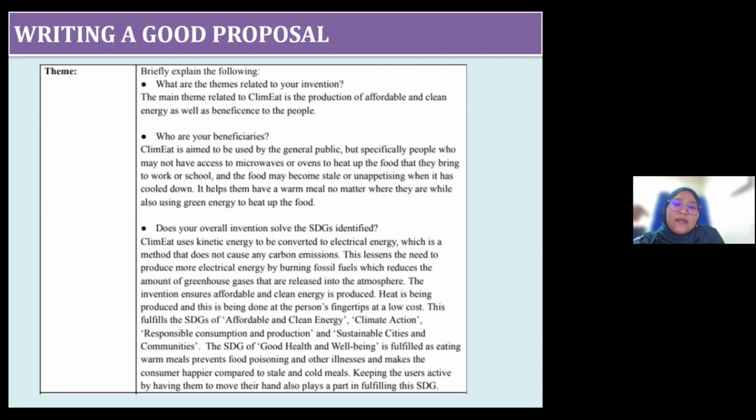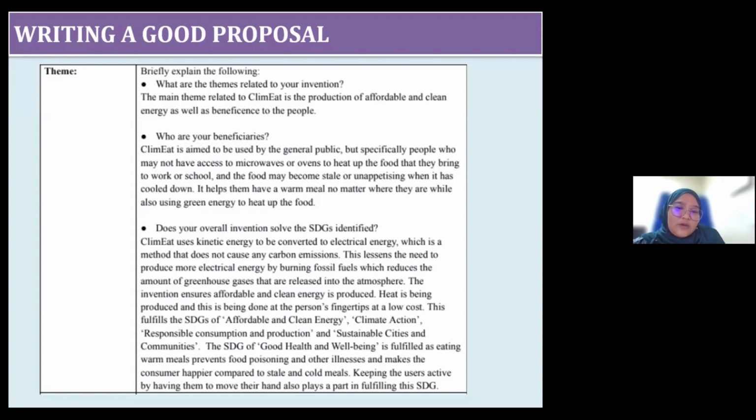But then they have a target user. In this group, they put their target user as specifically people who may not have access to a microwave or oven to heat up the food, whichever they bring to work or school. So in general it can be utilized by everyone, but they are able to identify who the target user is for their innovation or their product.